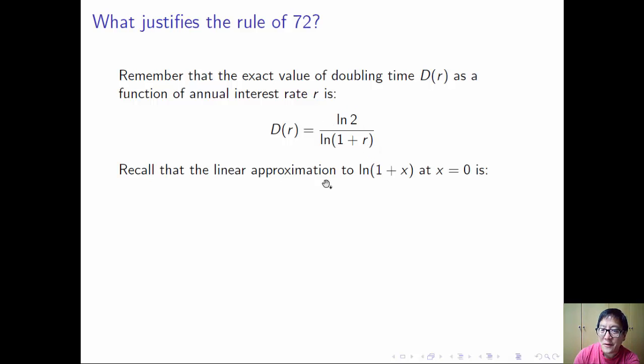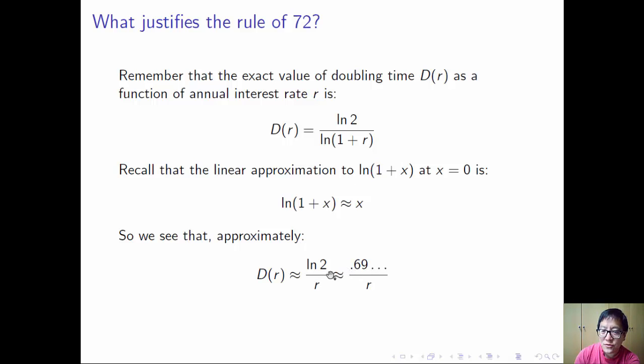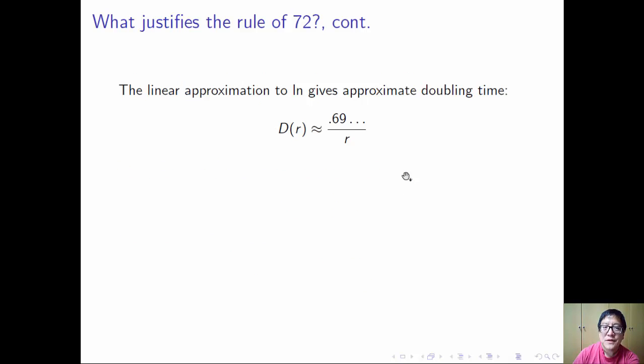So if you recall, the linear approximation to the natural log of 1 plus x at x equals 0 is precisely that the natural log of 1 plus x is approximately x. So the denominator here is approximately r, and we see that d of r is approximately equal to the natural log of 2 over r. And if you figure out the value of the natural log of 2, it's 0.69 and so on. So d of r is approximately 0.69 over r. Again, the linear approximation to the natural log gives approximate doubling time.